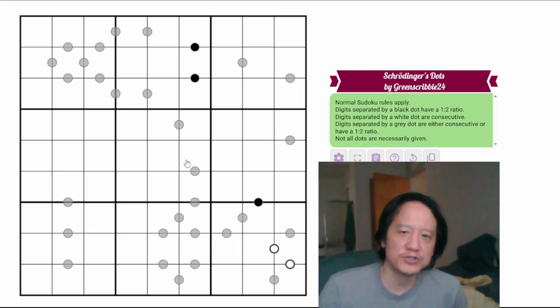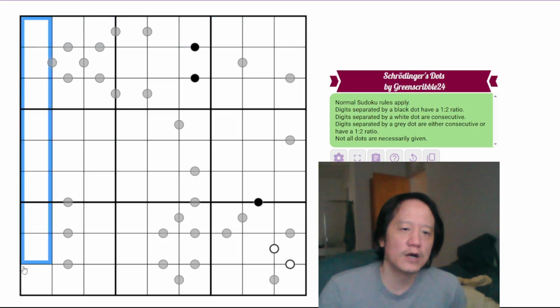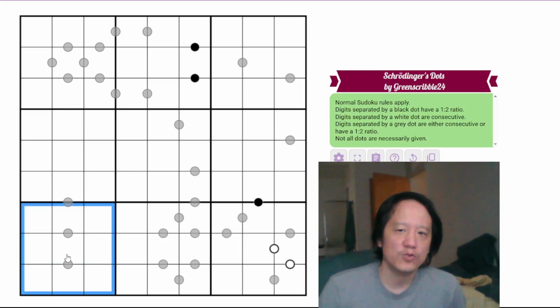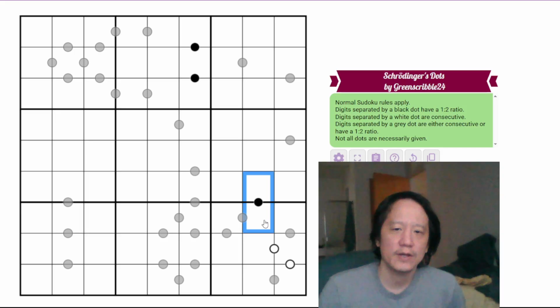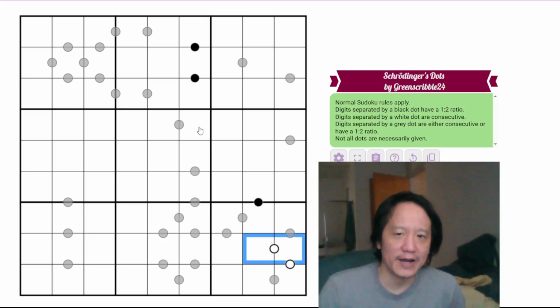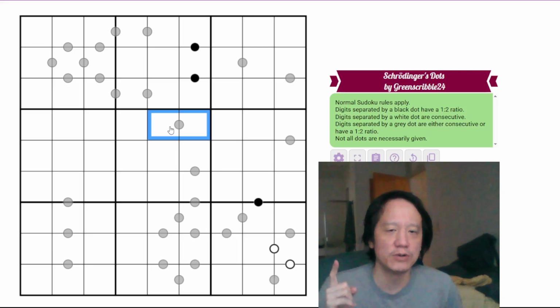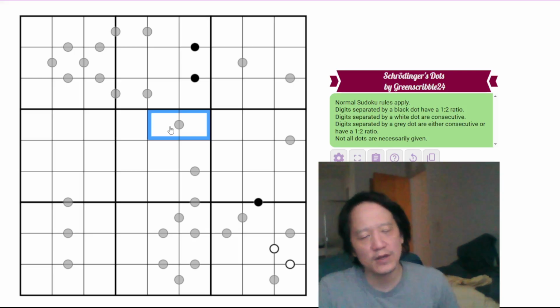Normal Sudoku rules apply, which means in every cell in the grid, place a single digit from 1 through 9 such that there are no repeats in any row, column, or designated 9-cell region, which is a box. Digits separated by a black dot have a 1 to 2 ratio, and digits separated by a white dot are consecutive. And digits separated by a gray dot are either consecutive or have a 1 to 2 ratio, and not all dots are necessarily given.